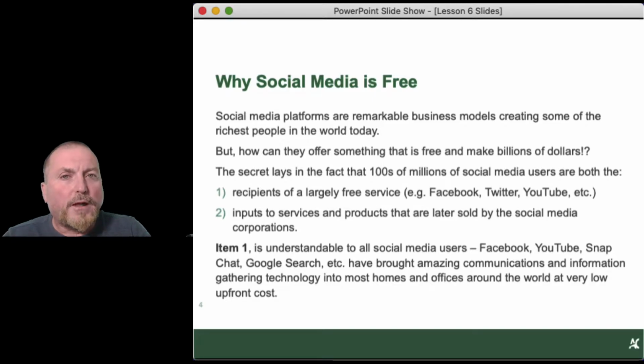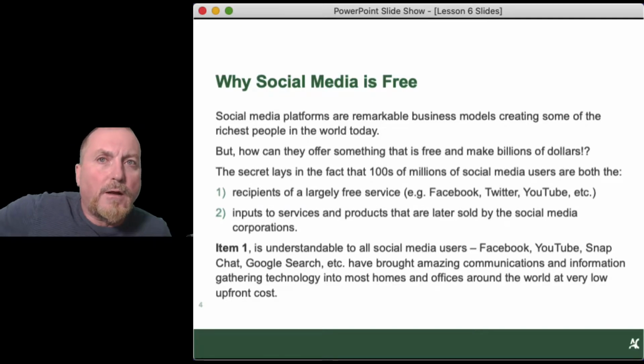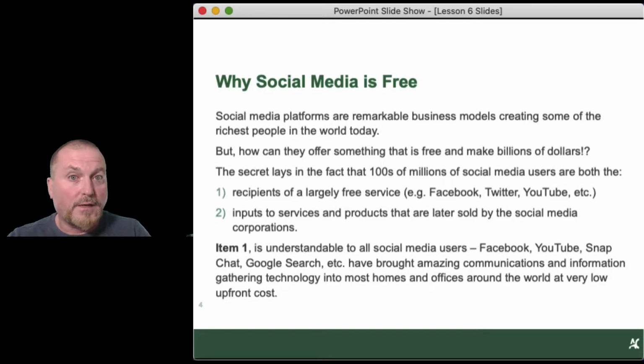Social media platforms are remarkable business models. There's no question about it. They've created some of the richest people in the world today, right? We know that. But how can they offer something that is free and make billions of dollars? It's amazing the number of times I've sat around in various settings, and people who were not raised with social media, people maybe of an older age cohort, will raise that question. They'd say, I've got Facebook and it's free. I can log on, I can set up an account, I can start to share pictures with my kids, I can do this, that, and the other thing. How do they do that and make so much money?